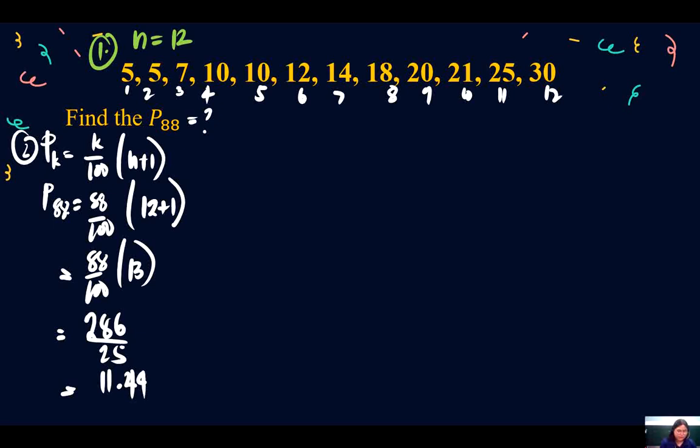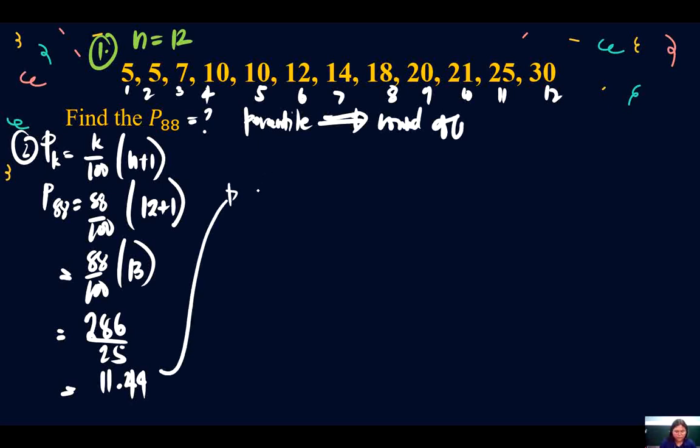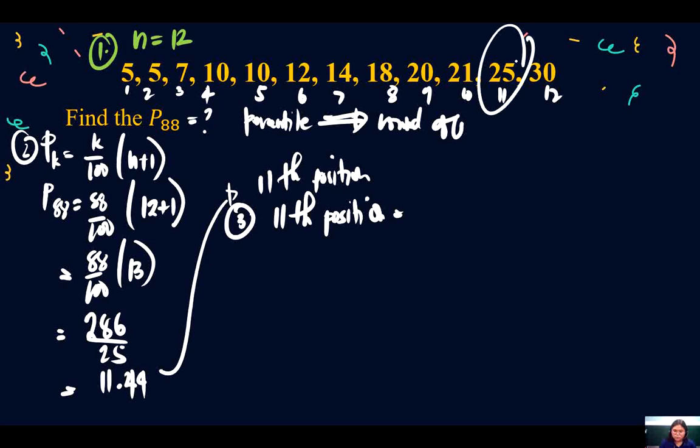So, dahil percentile yan, round off. Okay po? So, meaning, ito ay magiging 11th position. Okay po? So, third step. What is the value of the 11th position? Okay, so ito, 25. Okay po?